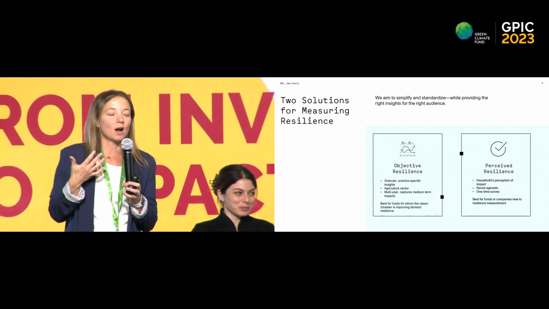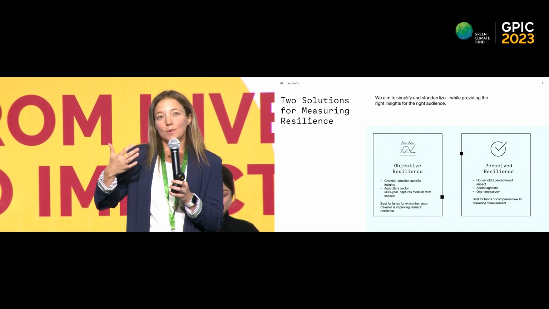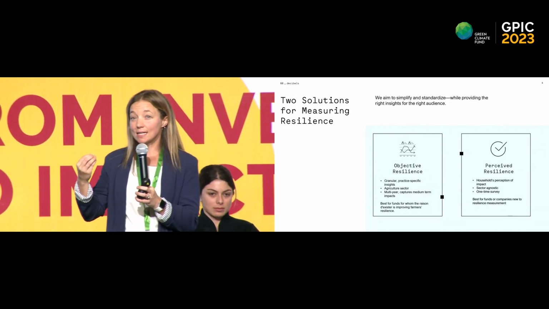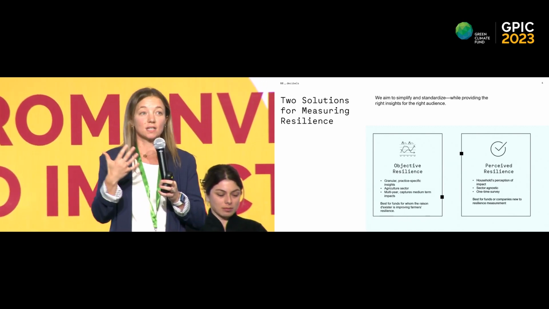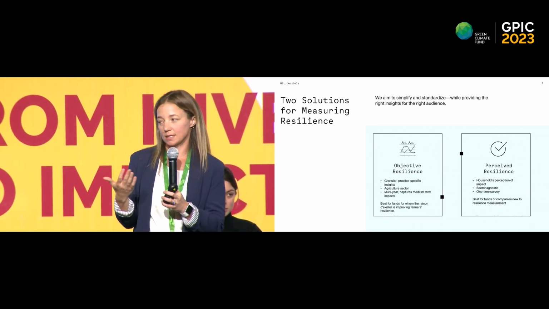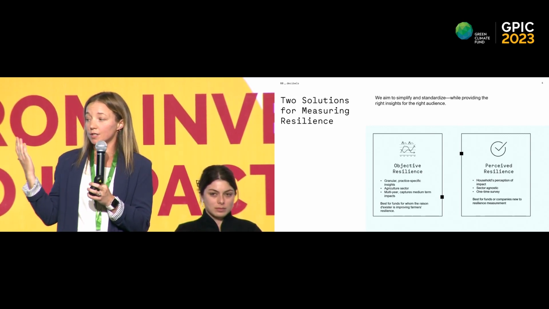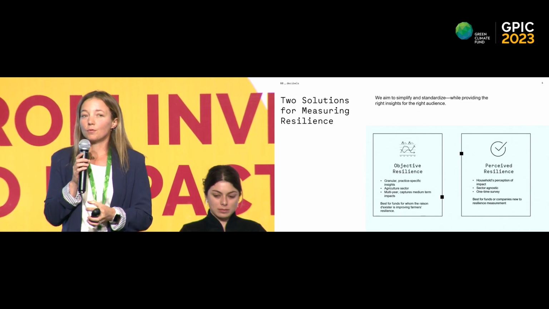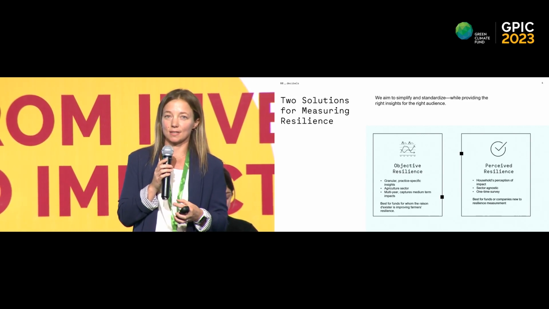And so what we wanted to do was to build something for that audience as well that would help them make the decisions that they need to make, which are a little bit different than the decisions that a more resilience or agriculture-focused fund would need to make. And so the second tool that we developed, which is called a perceived resilience tool, really asks an individual household how their resilience has changed.